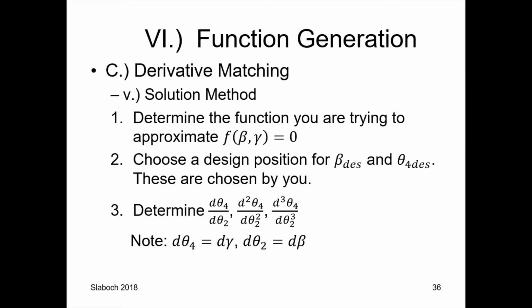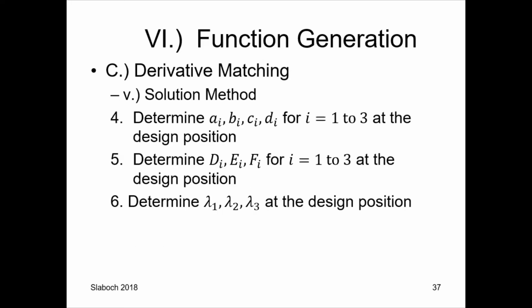So overview. First, figure out the function you're trying to approximate. Then choose a design position for beta and theta 4 desired. So you pick those, whatever they are. And then find the derivatives of the function. Remember that when you take the derivative of the function, d theta 4 is the same as d gamma. D theta 2 is the same as d beta. So it doesn't matter which way you calculate.